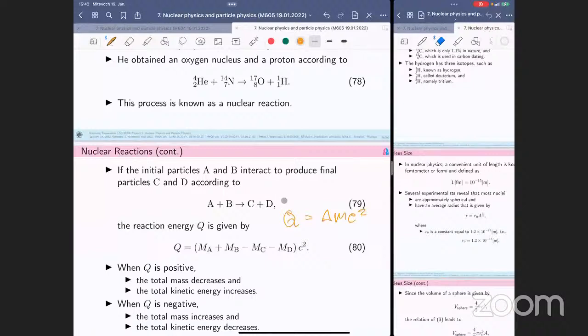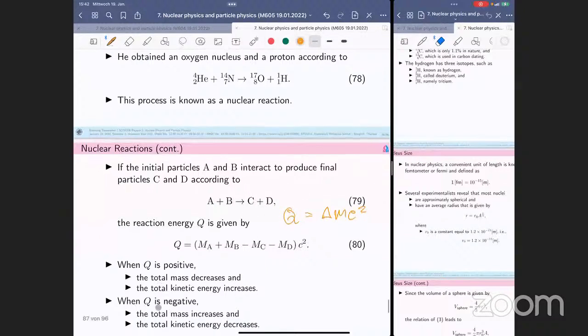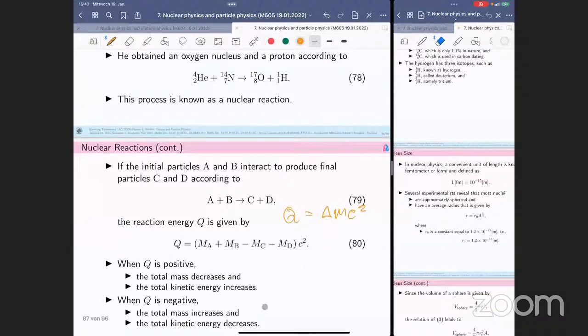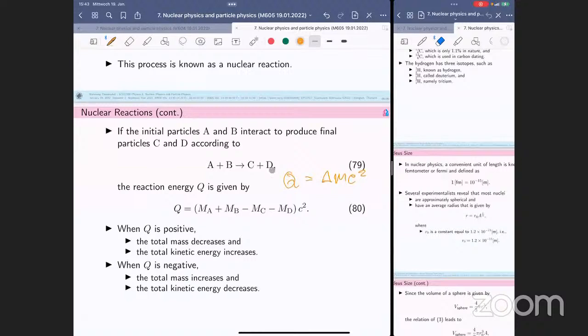In the opposite way, if the mass on the right-hand side turns out to be greater than the mass on the left-hand side, what does that mean? It means we spend some energy on the left-hand side and the energy transforms into mass on the right-hand side. That's the case when Q is negative. When Q is negative, the total mass increases, so on the right-hand side we have more mass than the left-hand side. Once the mass is bigger, the total kinetic energy decreases too. They don't have as high a speed as on the left-hand side, the input side.